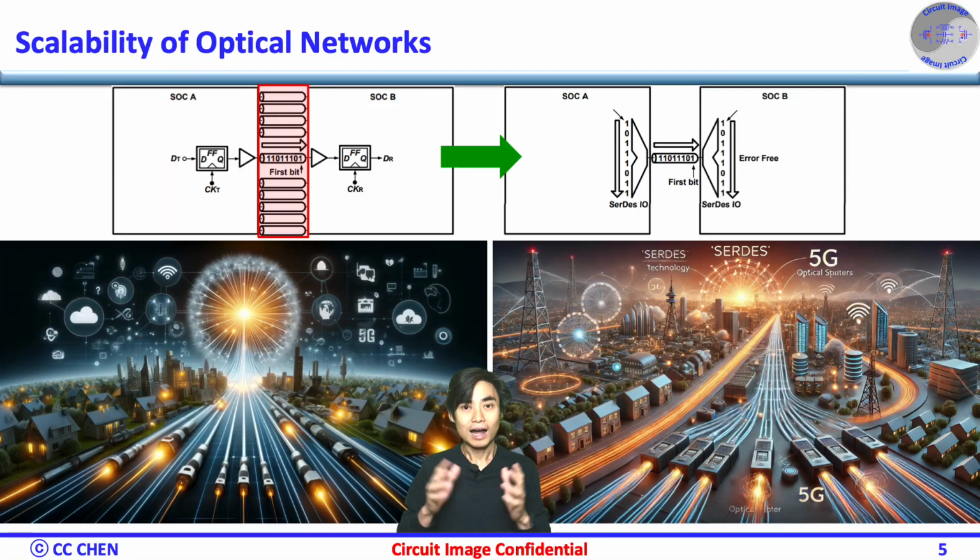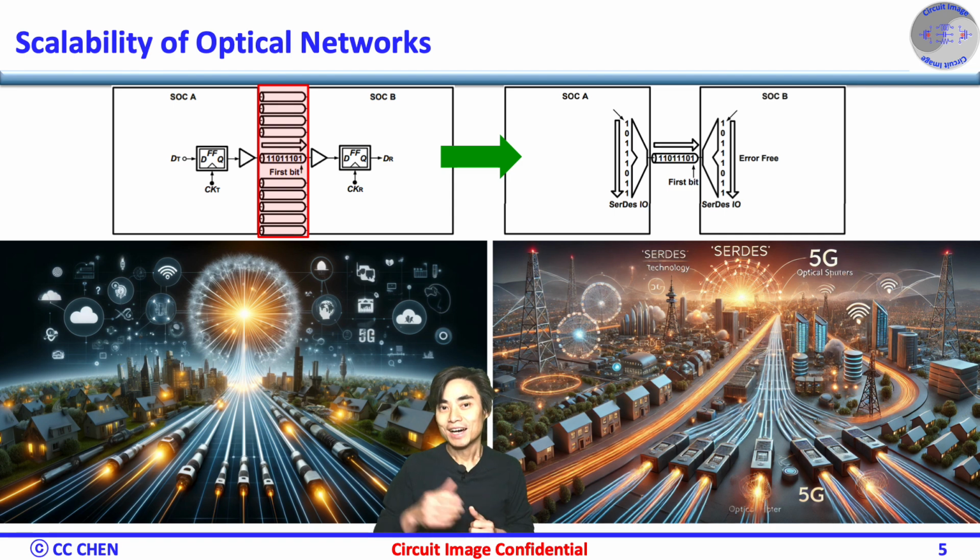PON systems are highly scalable, capable of serving small areas like neighborhoods or expanding to cover cities and regions without major network overhauls. This scalability is achieved by using optical splitters to divide a single fiber signal into multiple paths, allowing broadband delivery to hundreds or even thousands of endpoints.